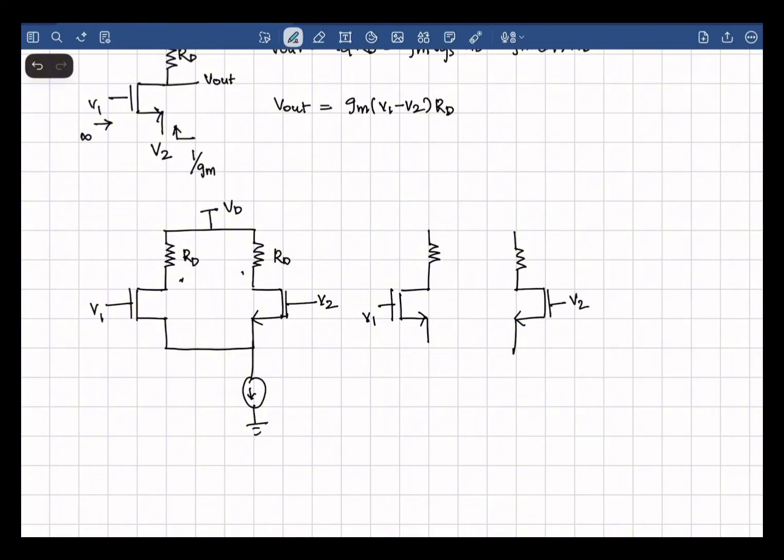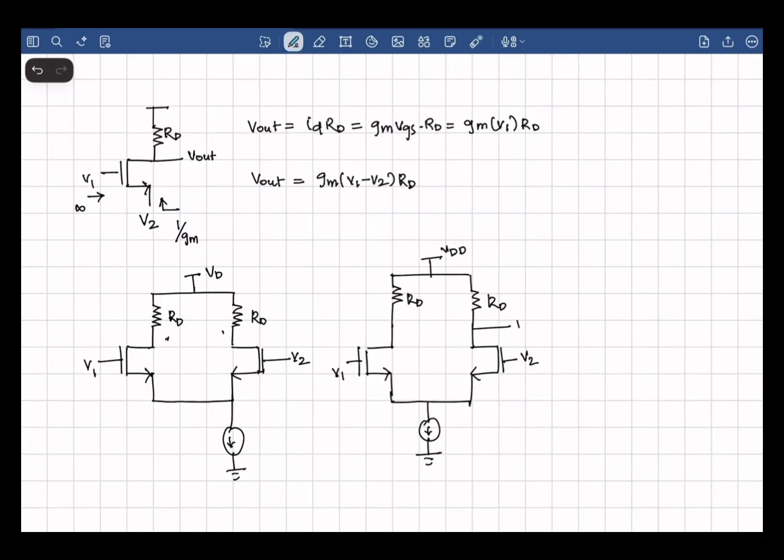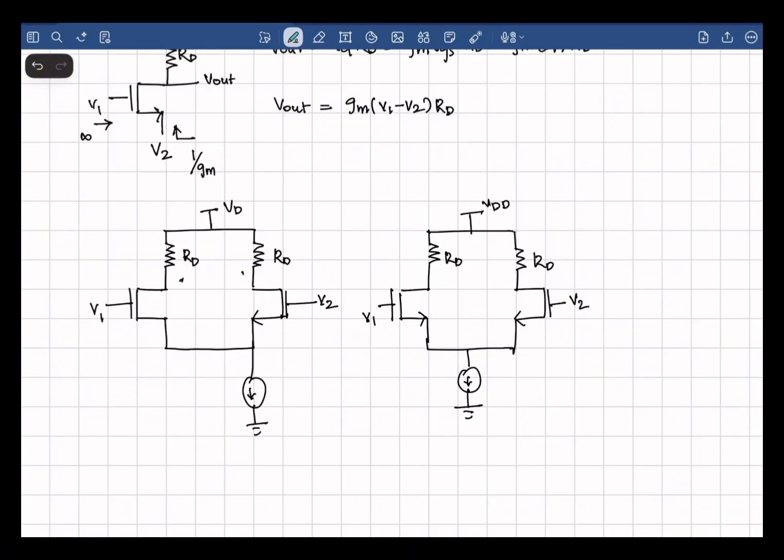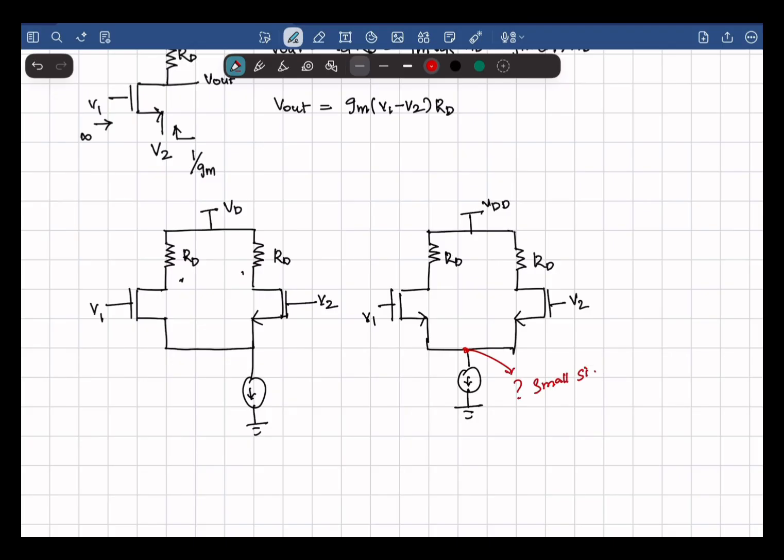And we give the second voltage there. Now output is taken from here. What do you think the voltage here is equal to? The small signal voltage here. Let's find out.